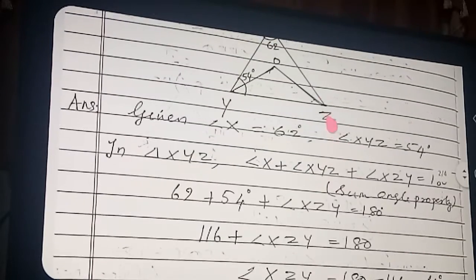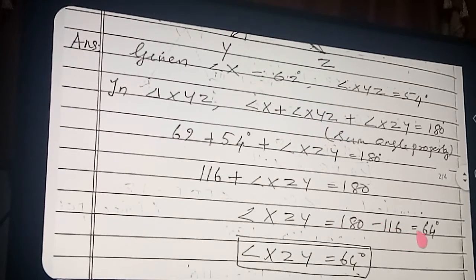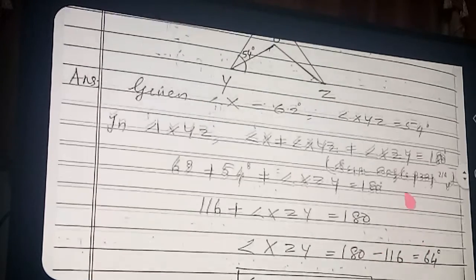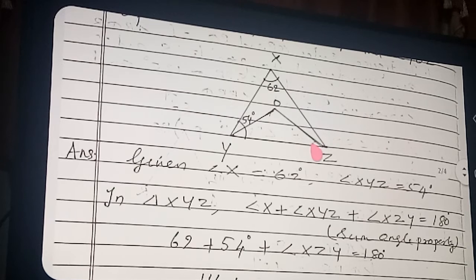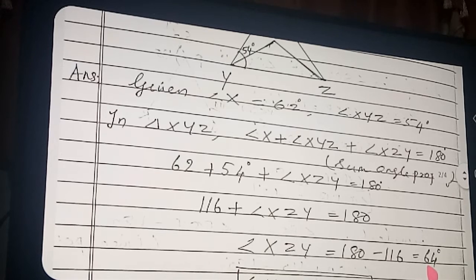64 degrees. So, what measurement did you get? Once more, see the diagram, angle XZY. How much did you get? 64 degrees. Now, you can verify also. This is 64 and this is 62 and this is 54. Add all together and see. You will get 180 degrees or not, see. Okay. What is the measure of angle XZY? 64. Okay.